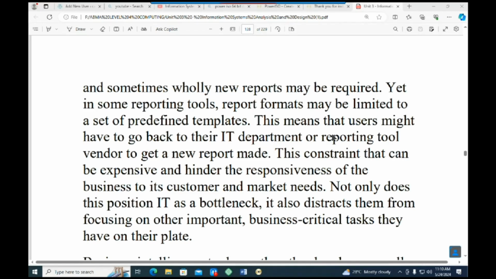So if you have a template that is customized and already defined, it is going to cause the person using that report to go back to the IT department and ask, hey, can I get a new format of this report, or can I get a new report?